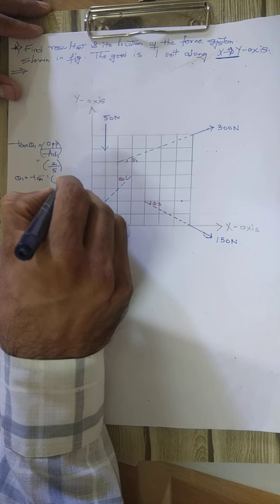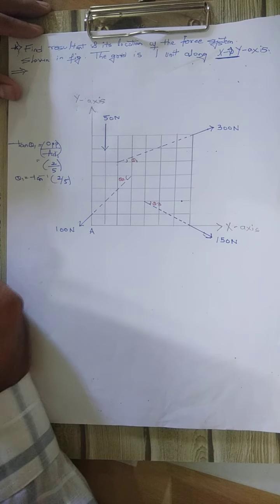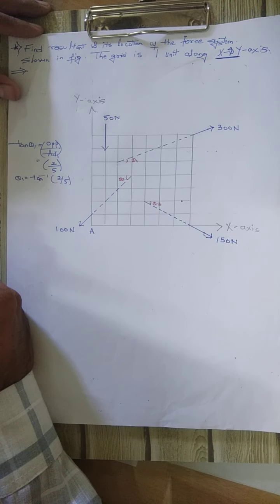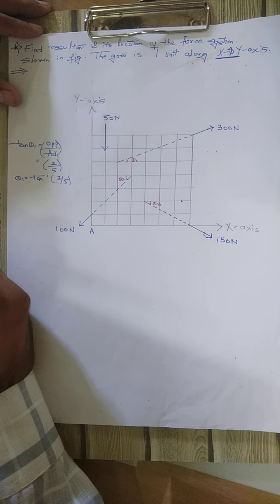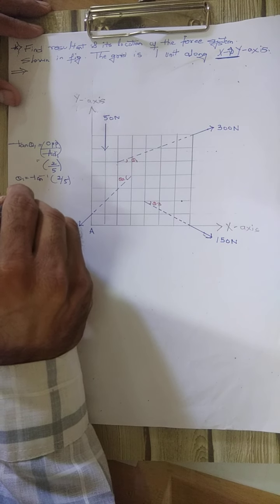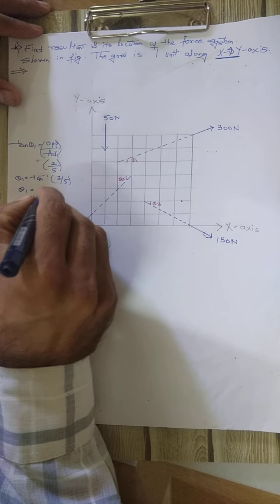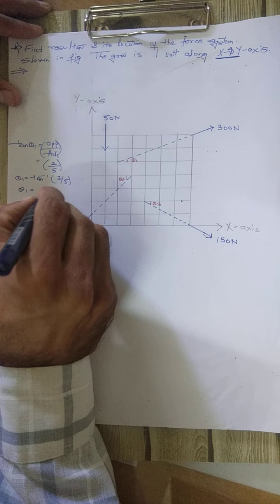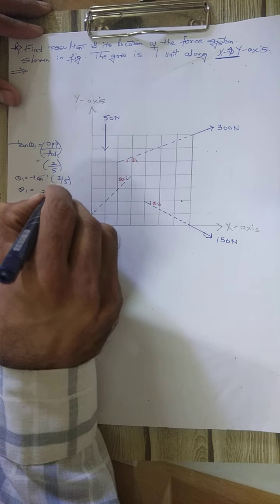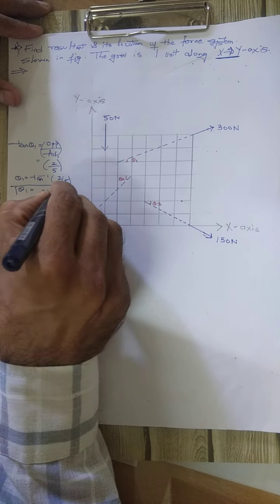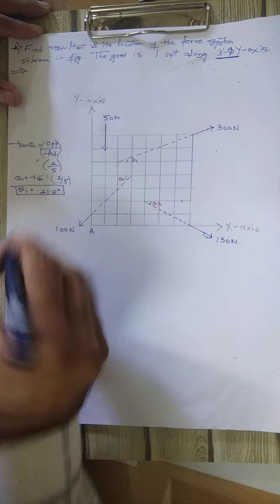Tan inverse of 2 by 5 gives the angle made. It comes to be 21.8 degrees. You can also find the angles with the help of a calculator. So theta 1 comes to be 21.8 degrees.